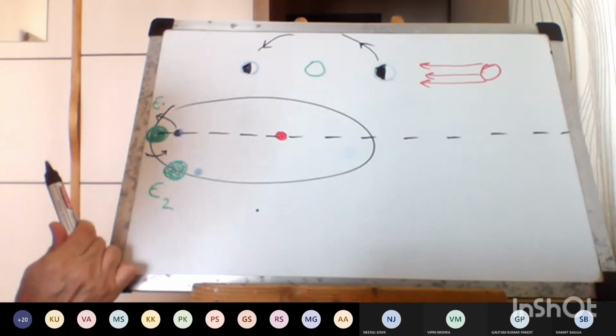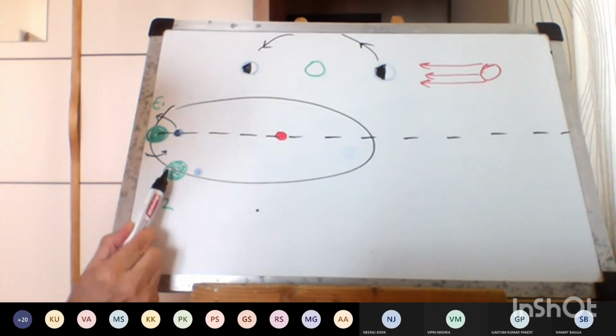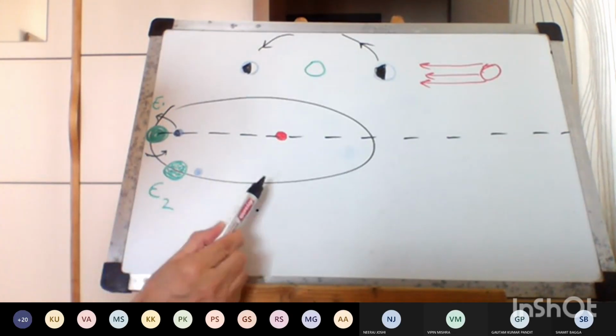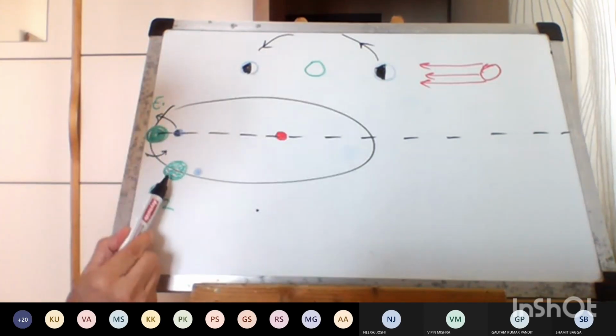During this 27 or 29 days, the Earth is also revolving around the Sun. So the Earth has come here. With 1 month she will be here, 2 months she will be here, 3 months she will be here. Like this, in 12 months she has to come back. So the Earth has moved.